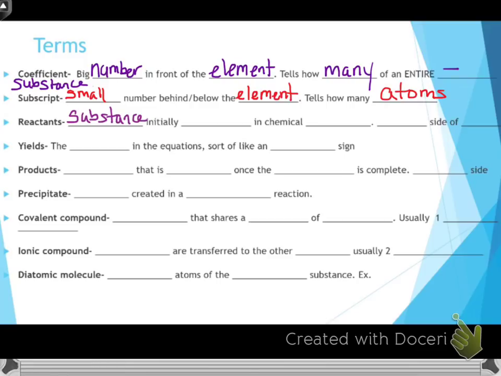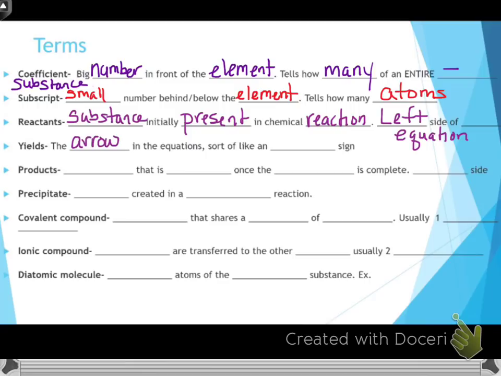Reactants we've talked about since like October. Reactants are the substance initially present in a chemical reaction. They're what's on the left side of the equation.